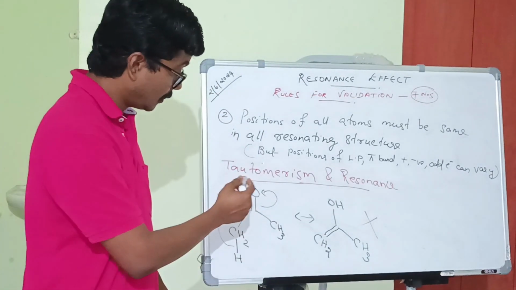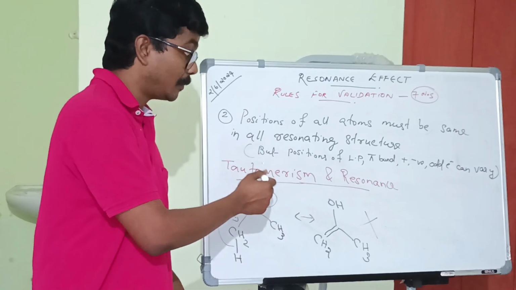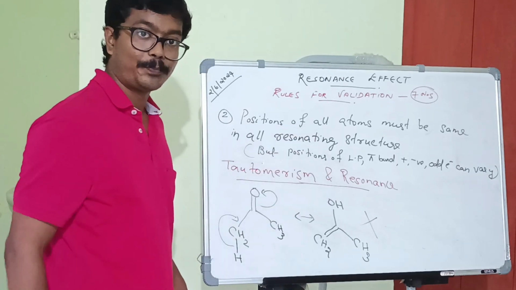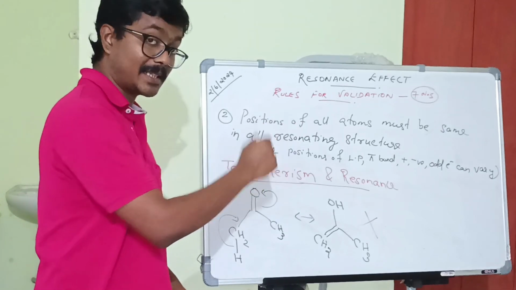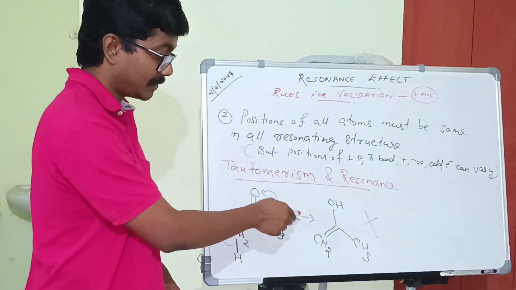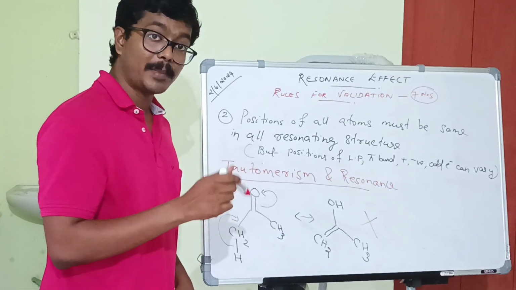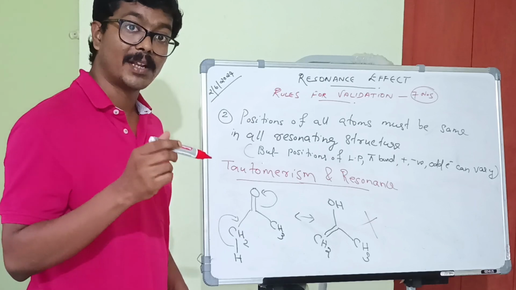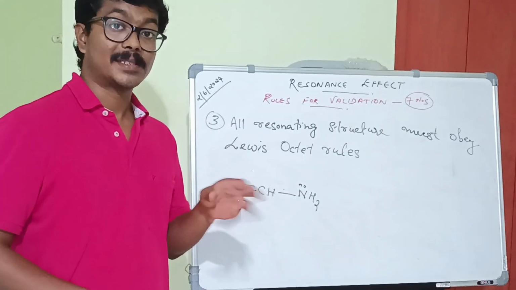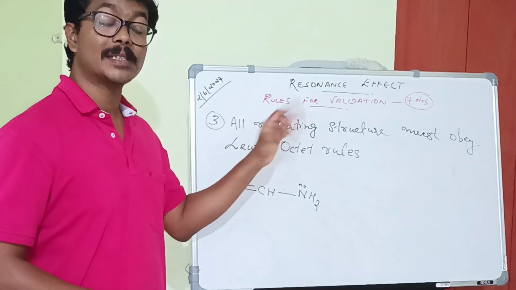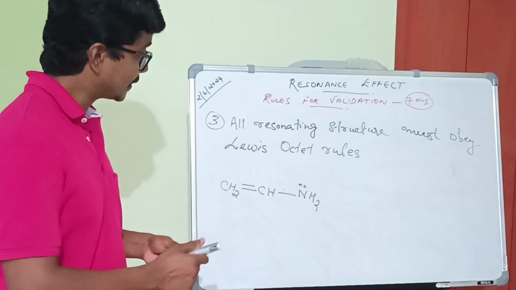We cannot say that a tautomer obeys the resonance rule, because the positions of all atoms must be the same in all resonating structures. Here the positions of atoms are changing. So tautomerism cannot be considered as resonance. The third rule of resonance effect is that all resonating structures must obey the Lewis octet rule. What is this Lewis octet rule?